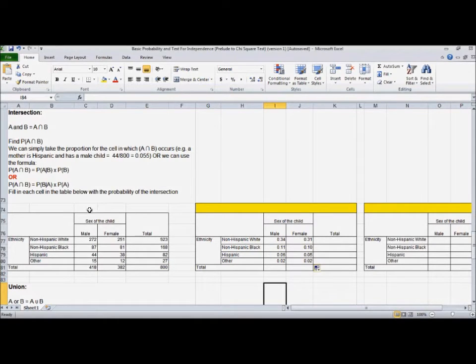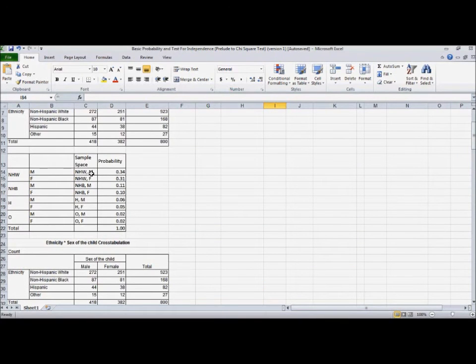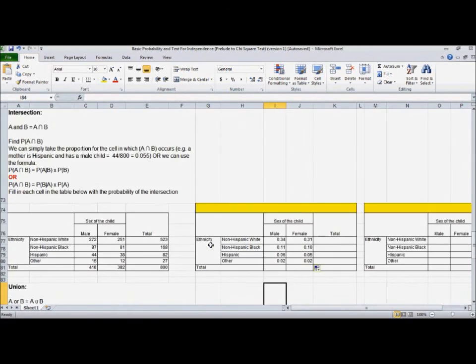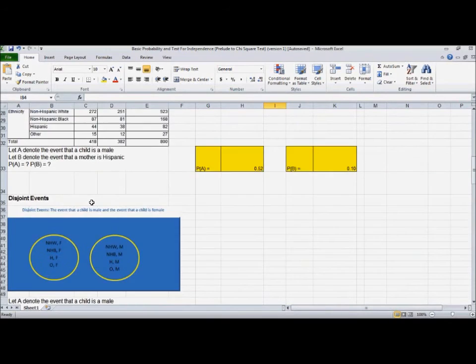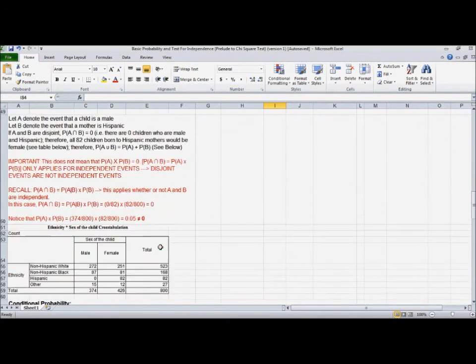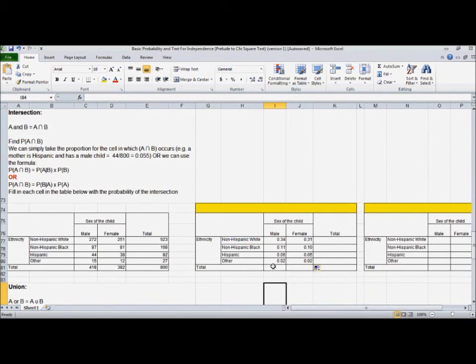So we can see that these probabilities are the same as our probabilities from previous, which we calculated: non-Hispanic white male, non-Hispanic white female, 0.34, 0.31. We can see non-Hispanic black male, female, 0.11, 0.10. We can look back, non-Hispanic male, 0.11, 0.10, and so on. Same exact probabilities.